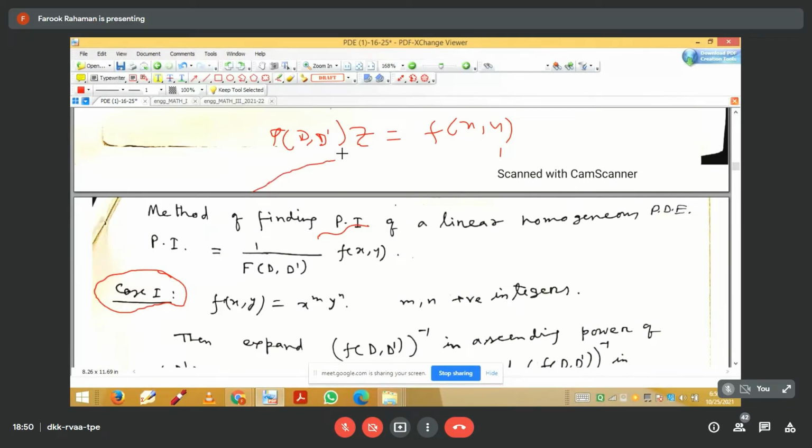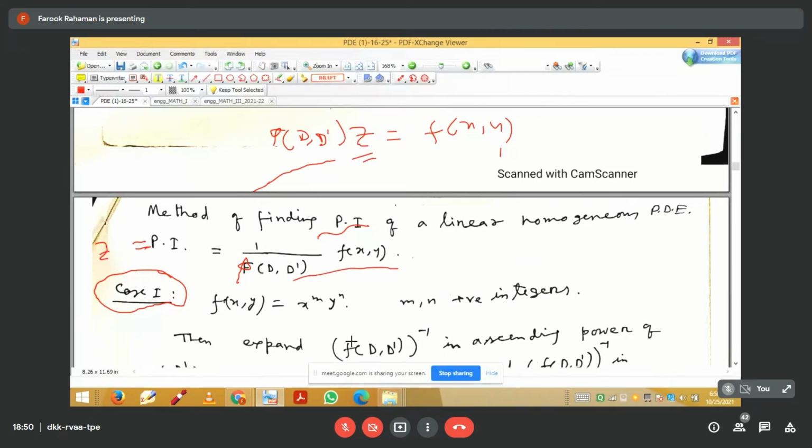Just divide. This should be phi. Okay, so if you just rearrange, the particular integral z equal to 1 by function of phi(d, d dash), this one.